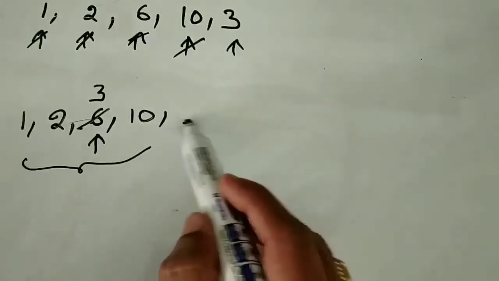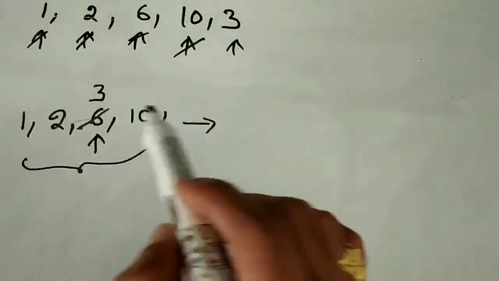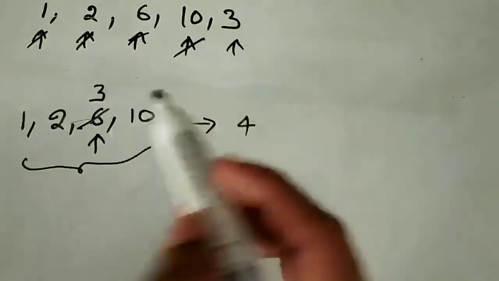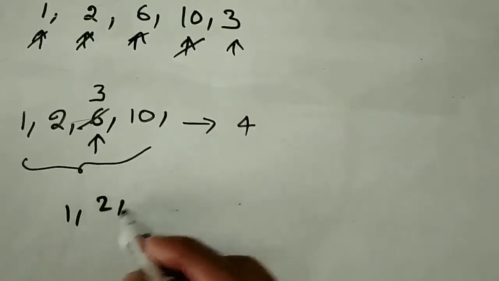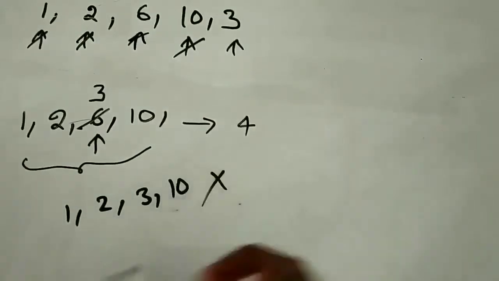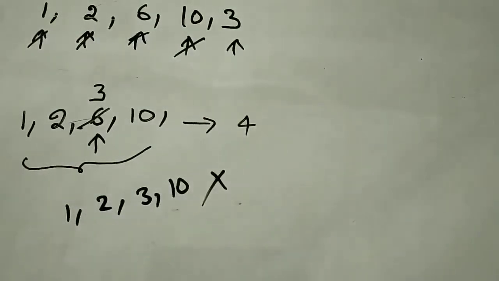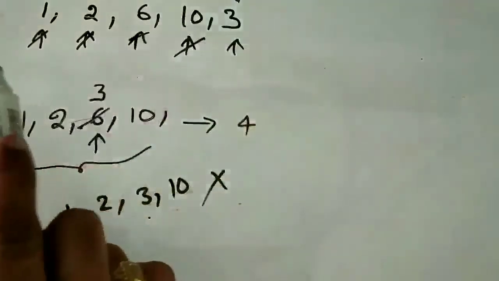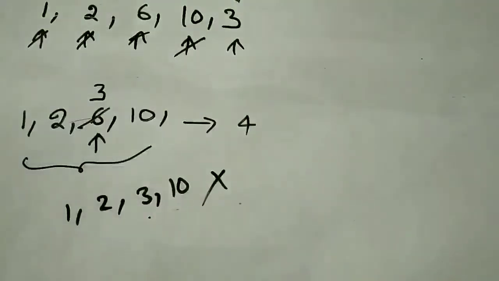The longest increasing sequence for this array is 4. But if I want the elements in that sequence, if we take 1, 2, 3, 10, that is the wrong answer, because 3 is coming here and 10 is coming here. The sequence is wrong. So that's the reason we need to maintain another information to identify the right sequence. That is also simple. I will explain how to do that.